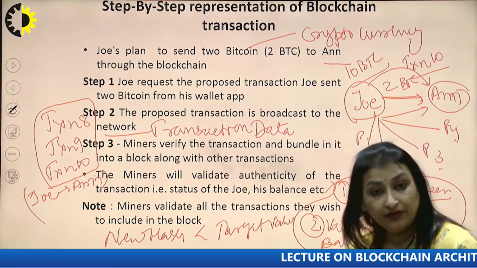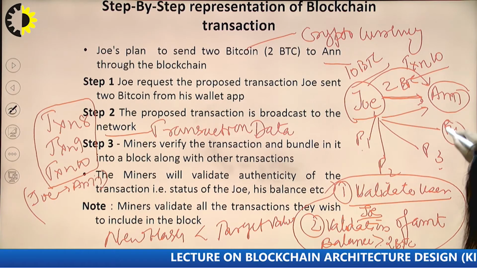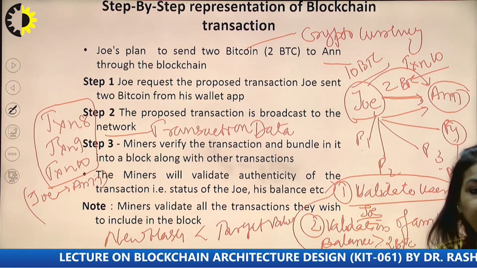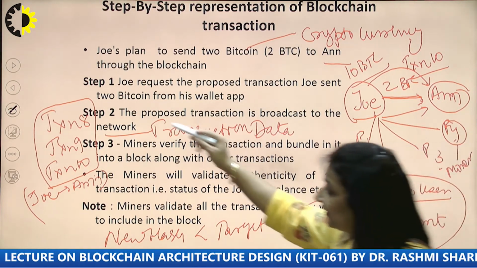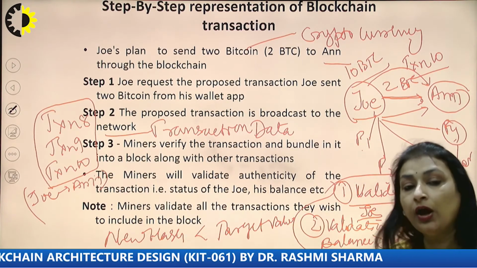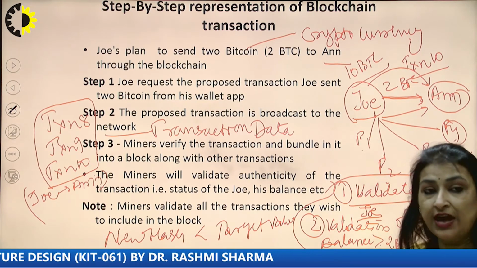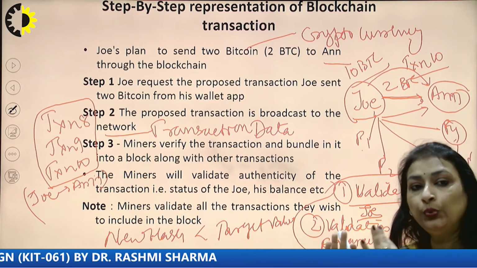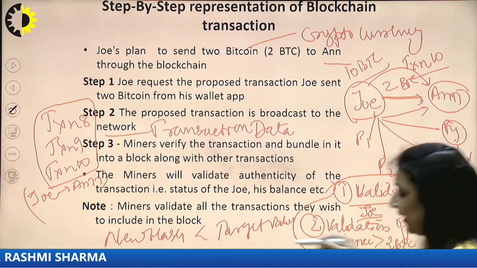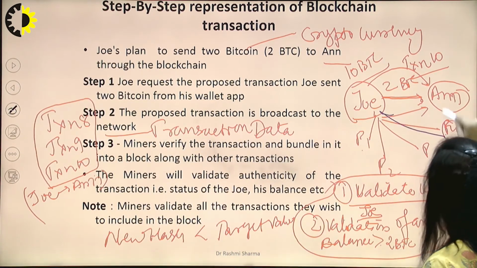Assume P4 becomes the winner, that is the miner. So what will this miner do? The miner will bundle all these, 8, 9, 10, together, make a hash code along with the nonce, the current timestamp and the previous hash value, generate a new unique hash code and create a block. Then it would broadcast it to everyone.